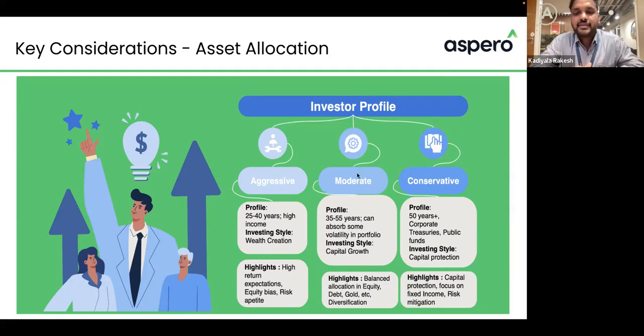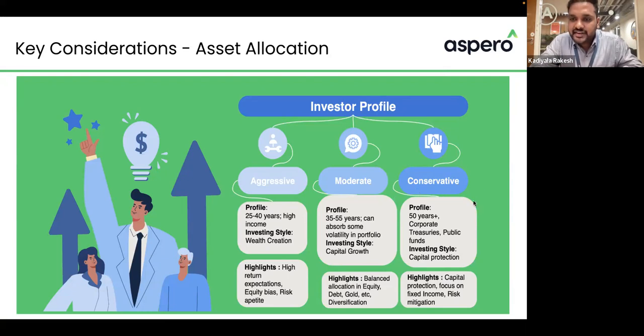The second is the moderate kind of investor, who typically falls in the 35 to 55 years age group and can absorb some volatility in the portfolio. The investing style is capital growth. Here he will balance his portfolio by diversifying into debt, gold, equity, mutual funds, and so on.